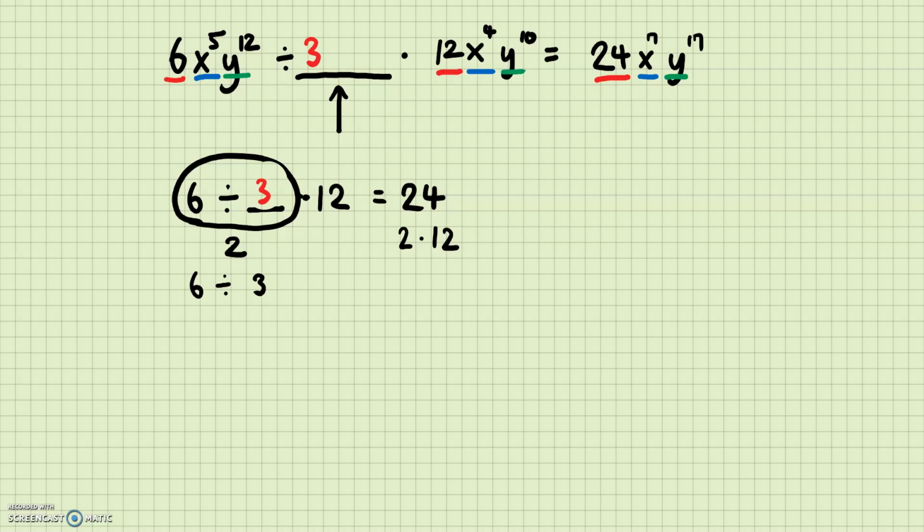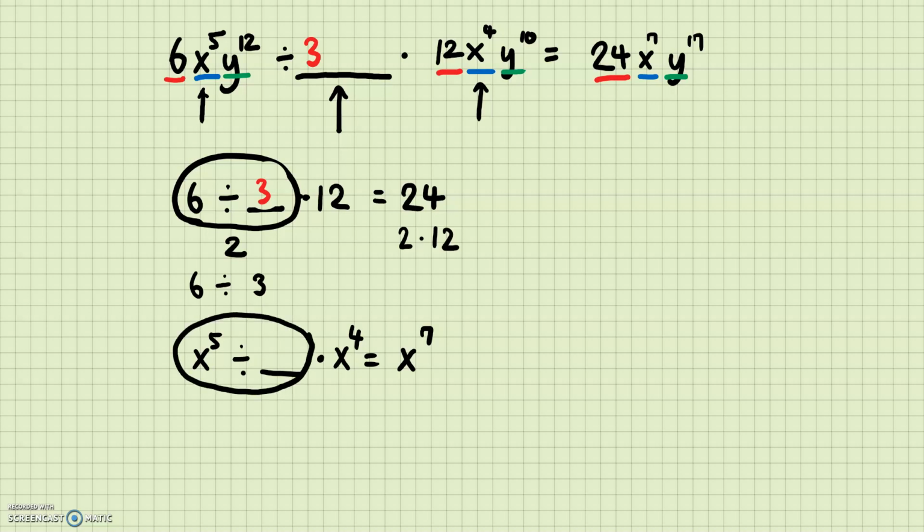Now let's look at the x part. We have x to the 5th over here, dividing that by something, and multiplying by x to the 4th gave us x to the 7th. Again, let's look at this piece by piece. Something times x to the 4th gave us x to the 7th, right? So for x to the 4th to become x to the 7th, we need to add 3 here. So that means this part needs to be x cubed. X cubed times x to the 4th will give us x to the 7th.